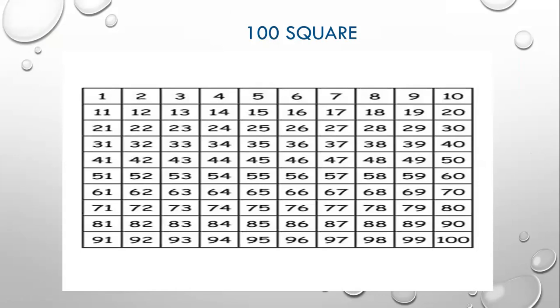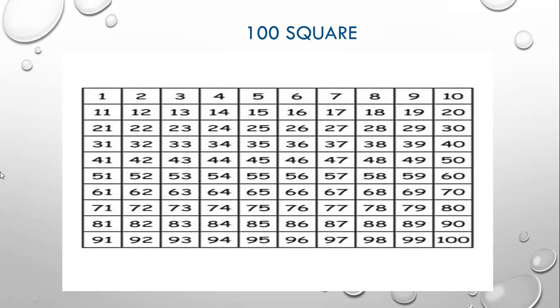So here is the 100 square that we have studied in our first lesson. In this we have studied the 100 square, the midpoints, multiples of 10 and decade numbers. So you have to memorize the multiples of 10. So here is the 100 square chart. You can take help from this chart to find a number.